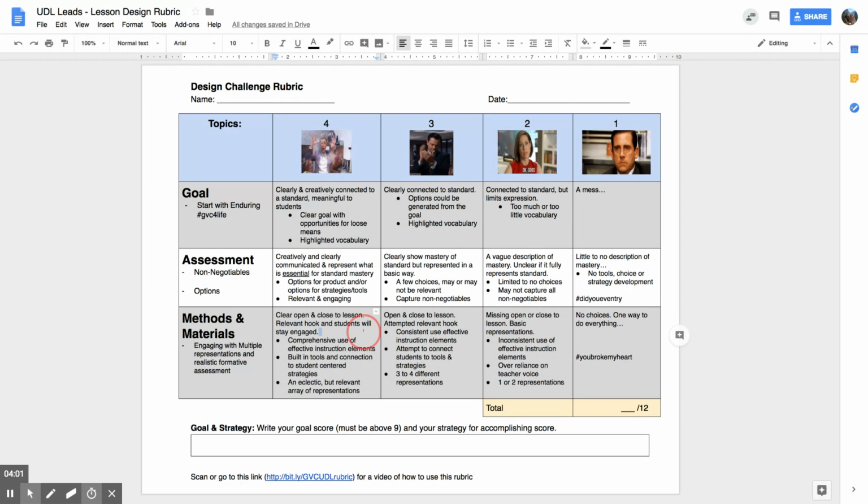Here's what a 4 would look like, a 3, a 2, a 1. One final note is that the unpacking template does have a spot for representations built into it. So you can look at real world representations, pictorial or video representations, and more symbolic ones, and start gathering ideas that way.